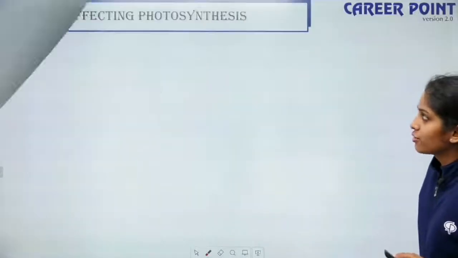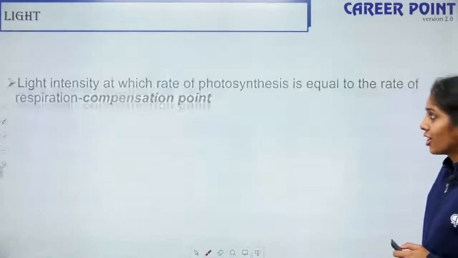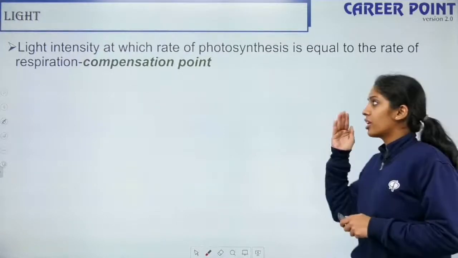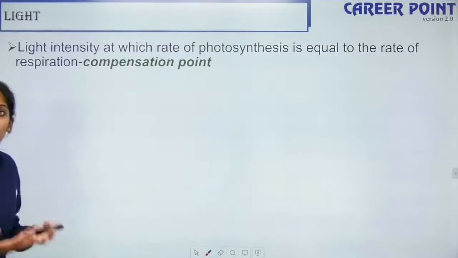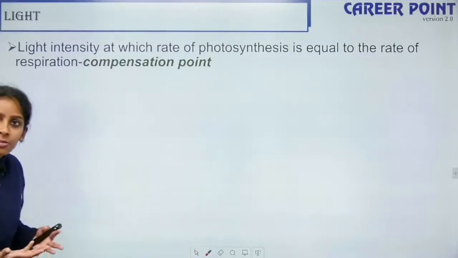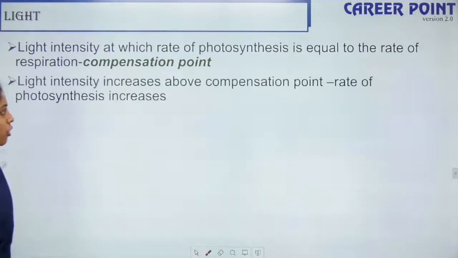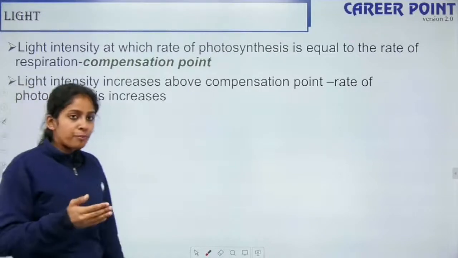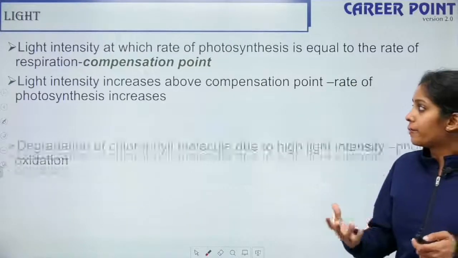So let's talk about each of the factors. I will just talk in short about each of the factors, nothing much. The light intensity at which the rate of photosynthesis is equal to the rate of respiration is called the compensation point. In photosynthesis, oxygen is produced, right? In respiration, oxygen is consumed. So when this is equal, that is called the compensation point. If light intensity increases above the compensation point, the rate of photosynthesis increases, right? If the light is more, then more photosynthesis happens.